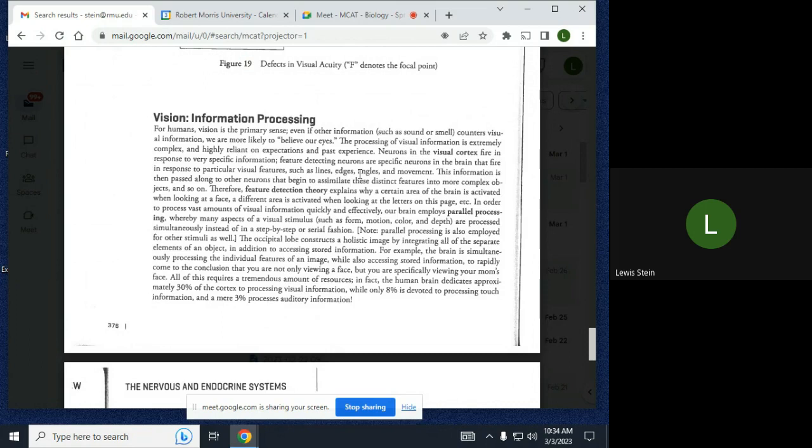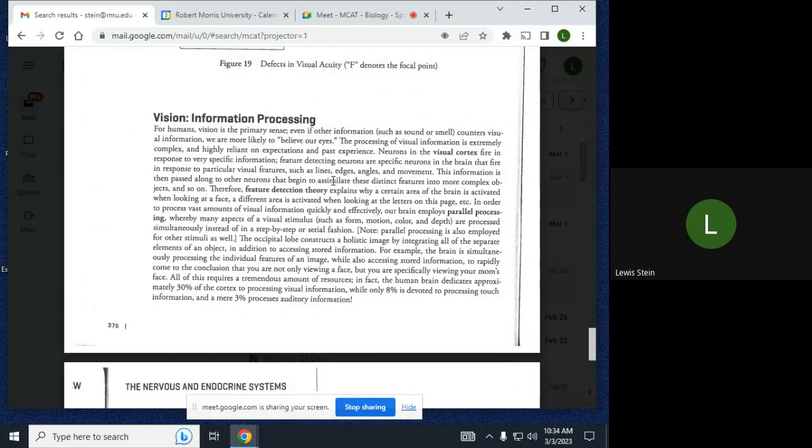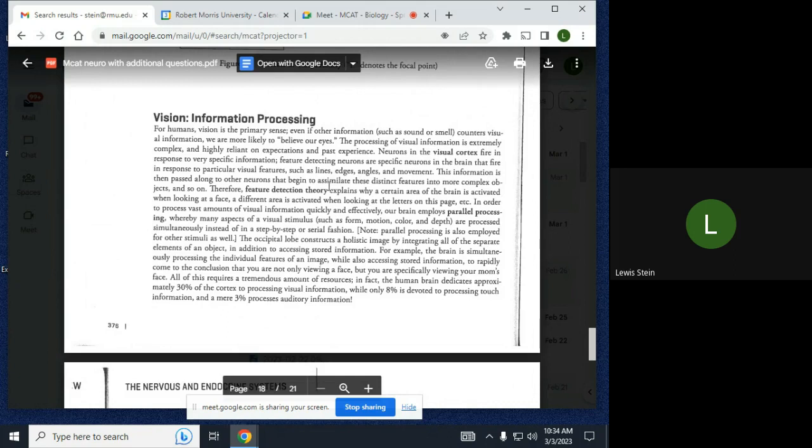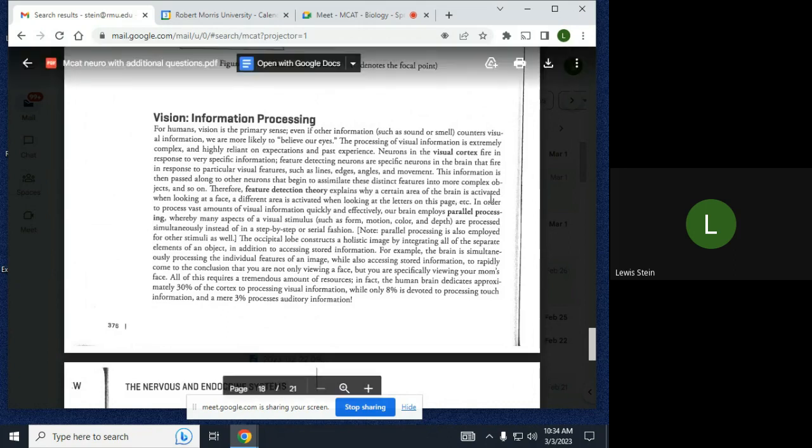So lines, edges, angles, movement, this information. Basically the occipital lobe begins to look at what I call visual processing. So you're starting to look at lines, edges, angles, and movement. And then it assimilates this, more complex, and it looks for particular features. Then it will trigger and send that information to an area where memories are stored. So you'll have facial recognition. It's like we have our own facial recognition software. And we all have that.